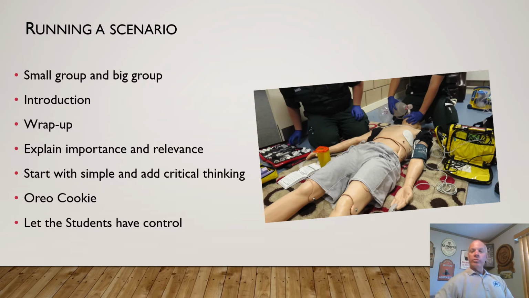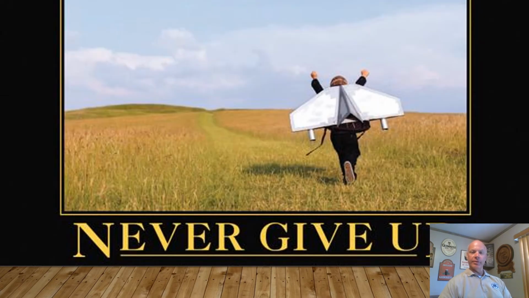So they can do the introduction, tell them what the scenario is all about, and do a good wrap up. The students can do all of that. They can explain the importance and the relevance. If it's missed, then you're going to have to step in too. So start with a simple scenario, add critical thinking later on, that Oreo cookie that we talked about earlier, and then keep the students in control. They really learn really, really well.